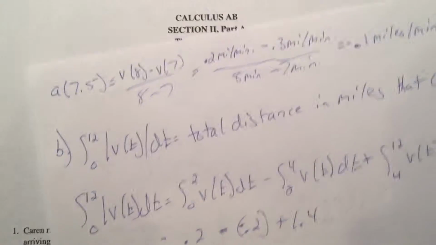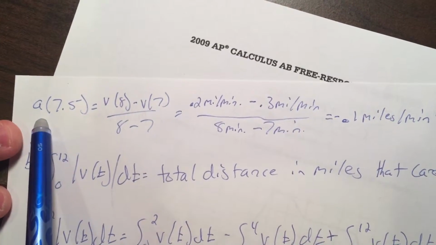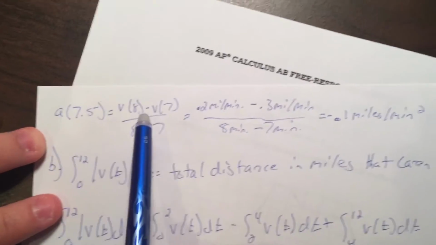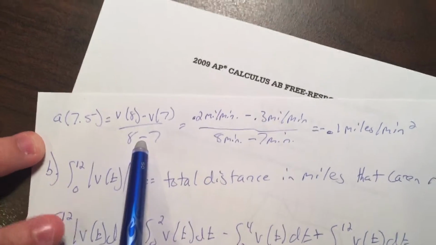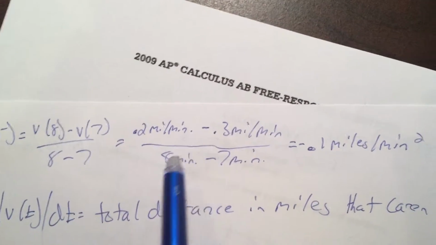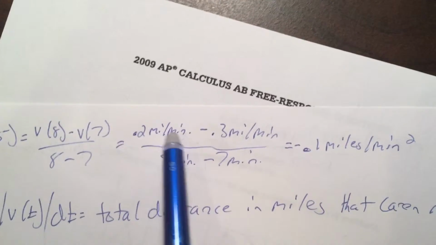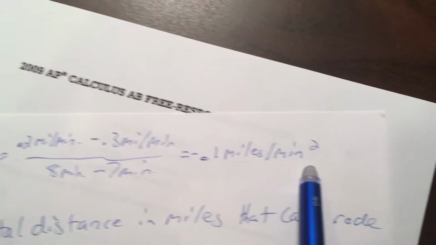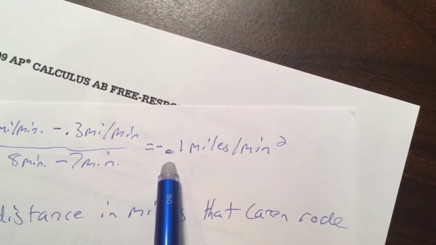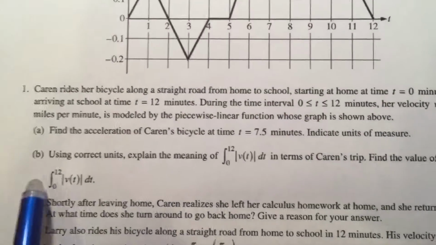So if we look at the math, you get a of 7.5 equals v of 8 minus v of 7 over 8 minus 7, which goes to 0.2 miles per minute minus 0.3 miles per minute over 8 minutes minus 7 minutes. You've got to remember those units: it's miles per minute over minutes, which gives you miles per minute squared, and the math gives you negative 0.1 miles per minute squared. That's the acceleration.